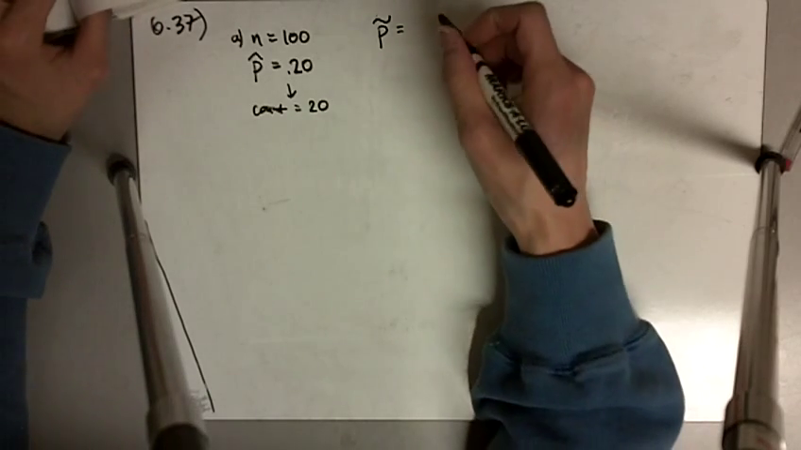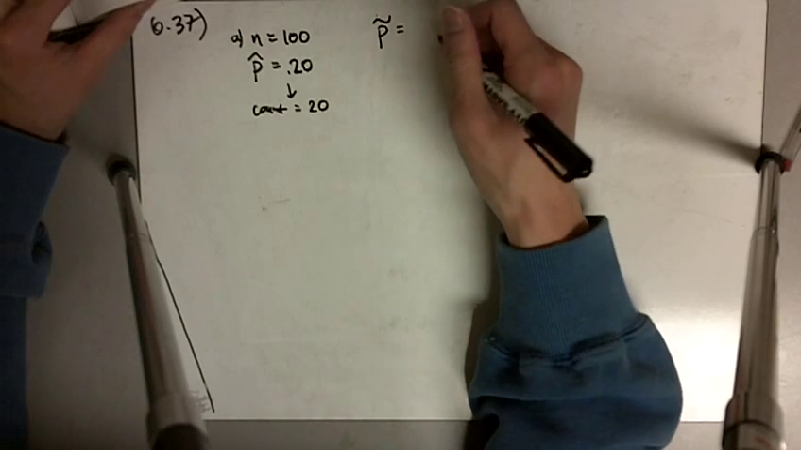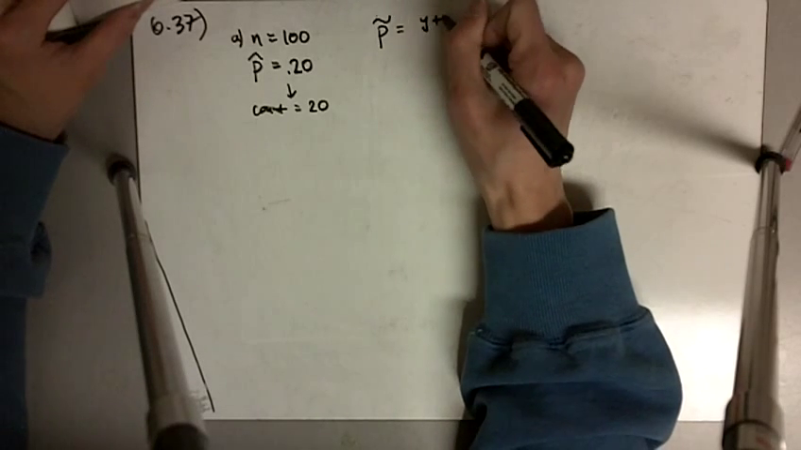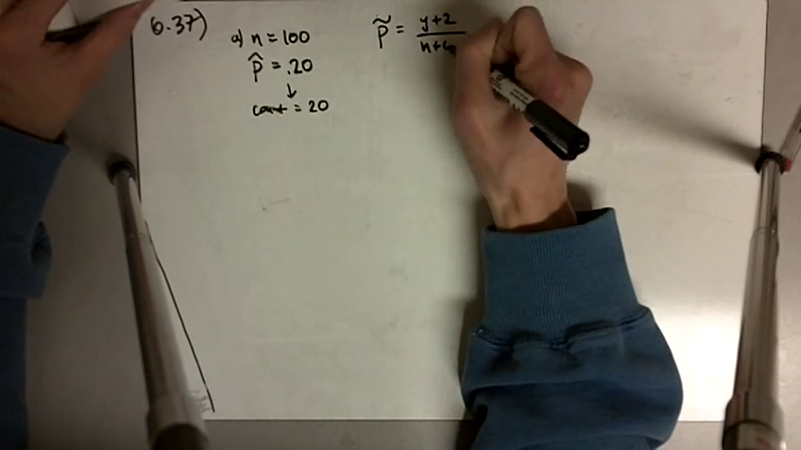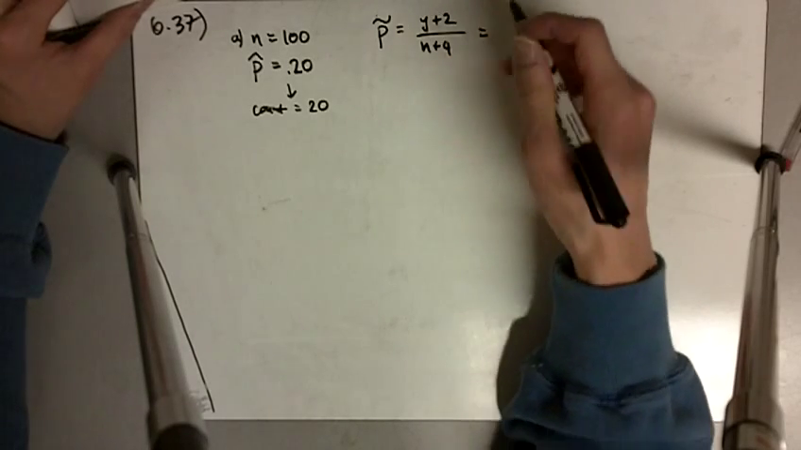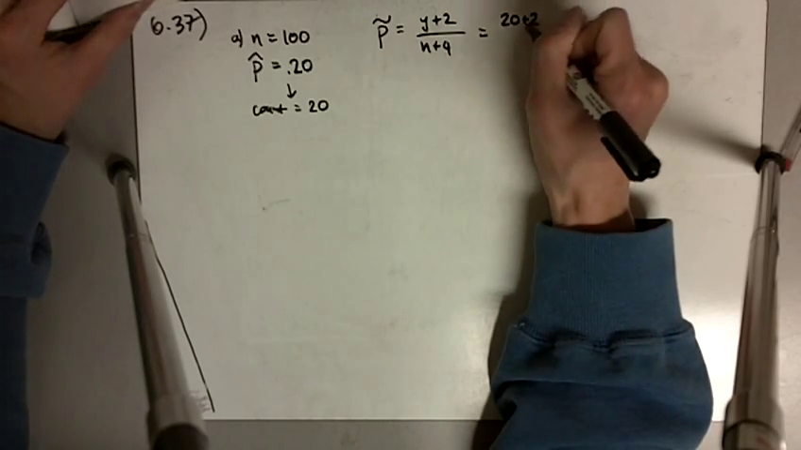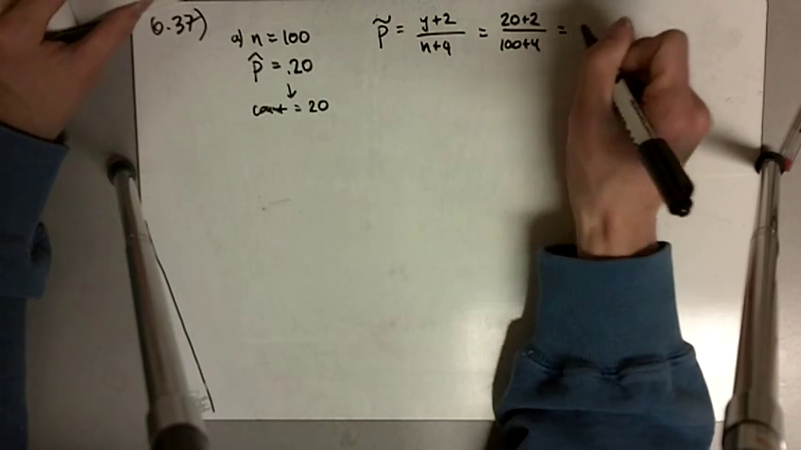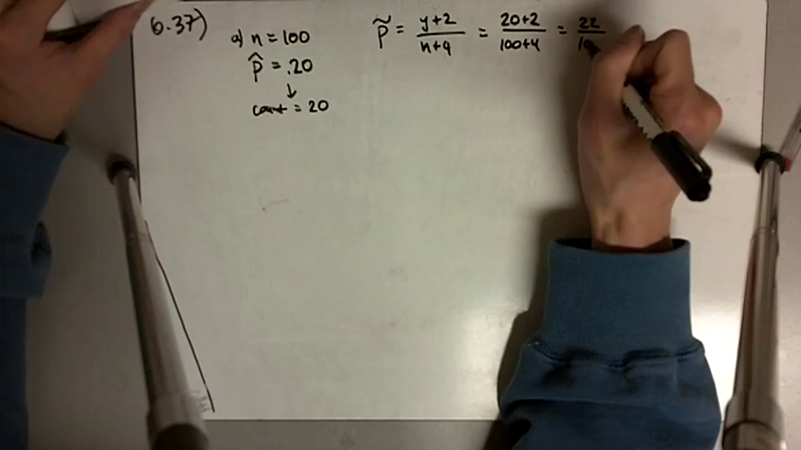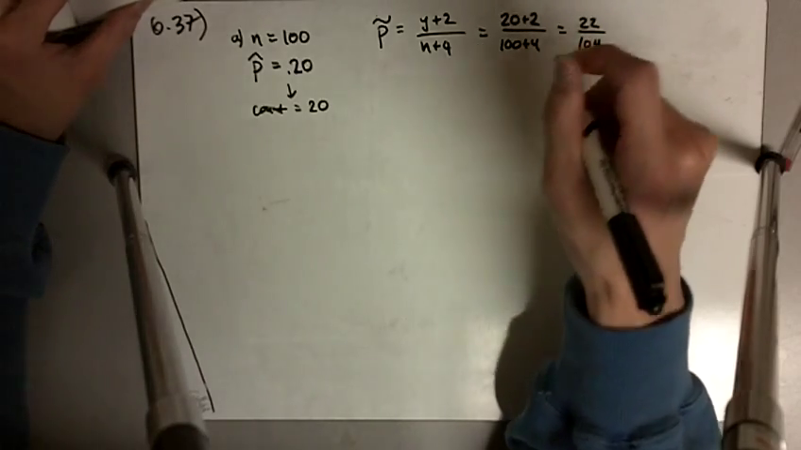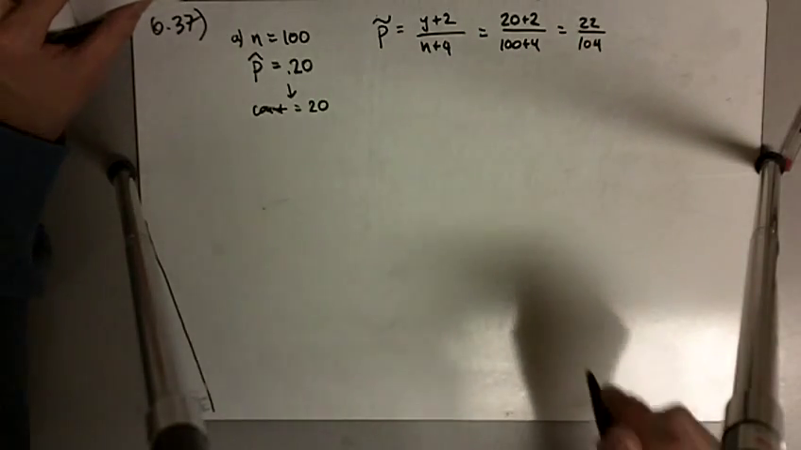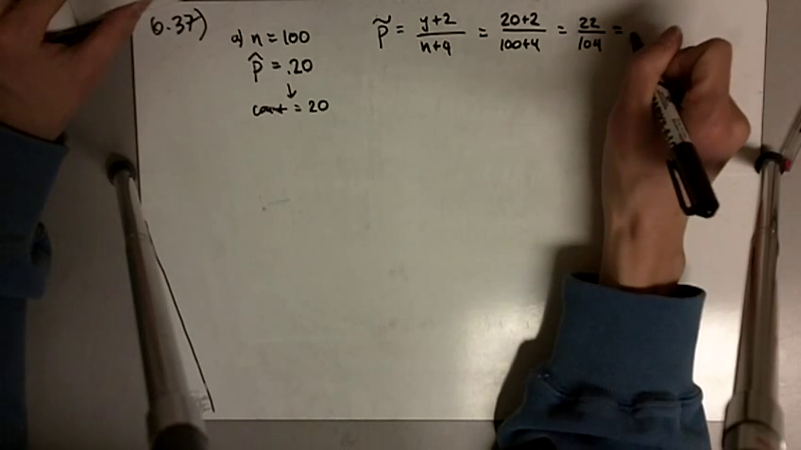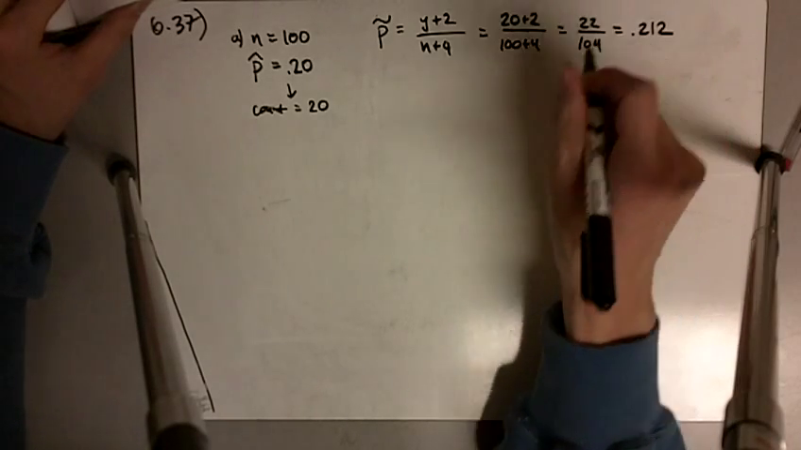be mutants. So in this case, our p squiggle is going to be y plus 2 over n plus 4. So we've got 20 plus 2 divided by 100 plus 4. So we get 22 over 104. And that comes out to be 0.212.